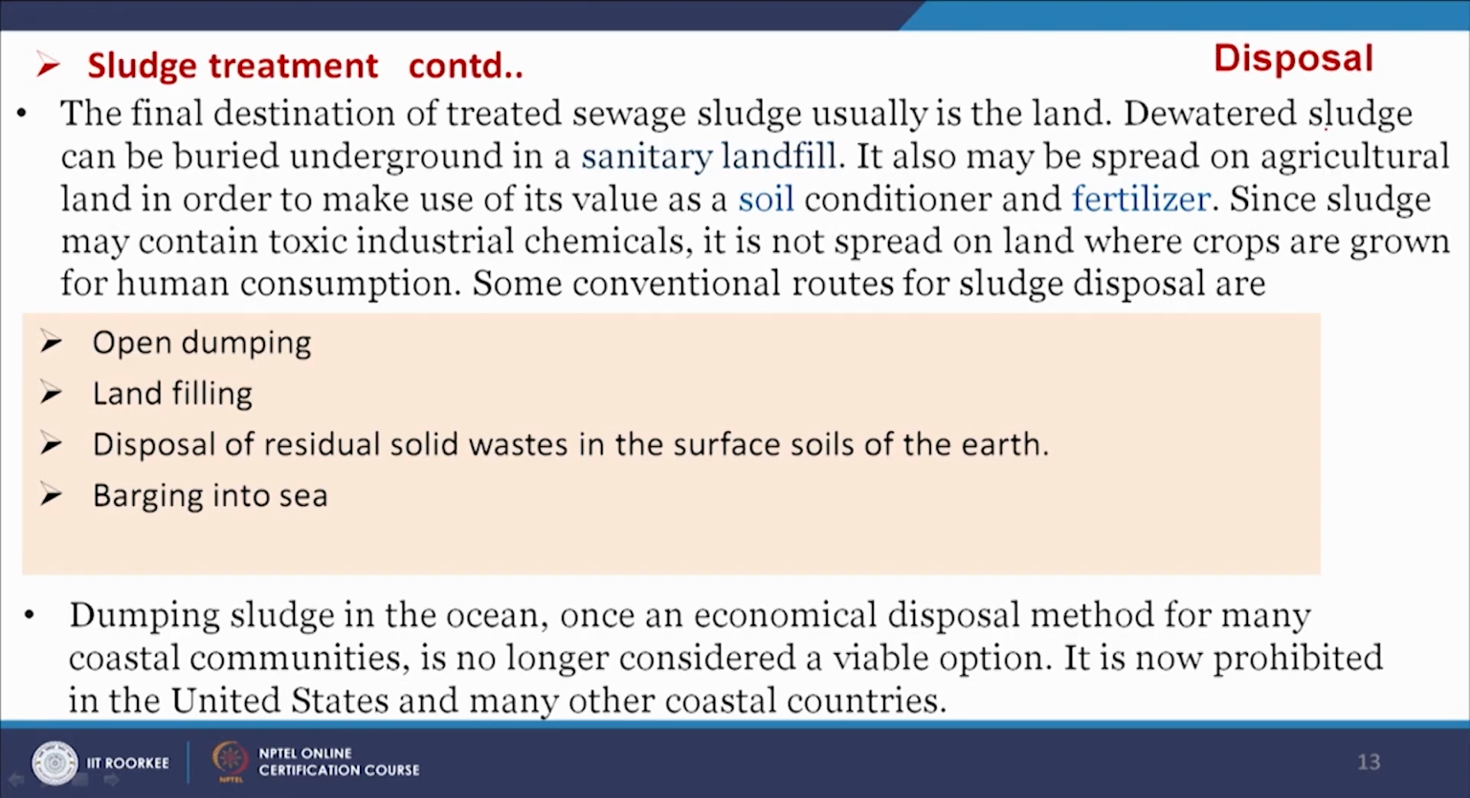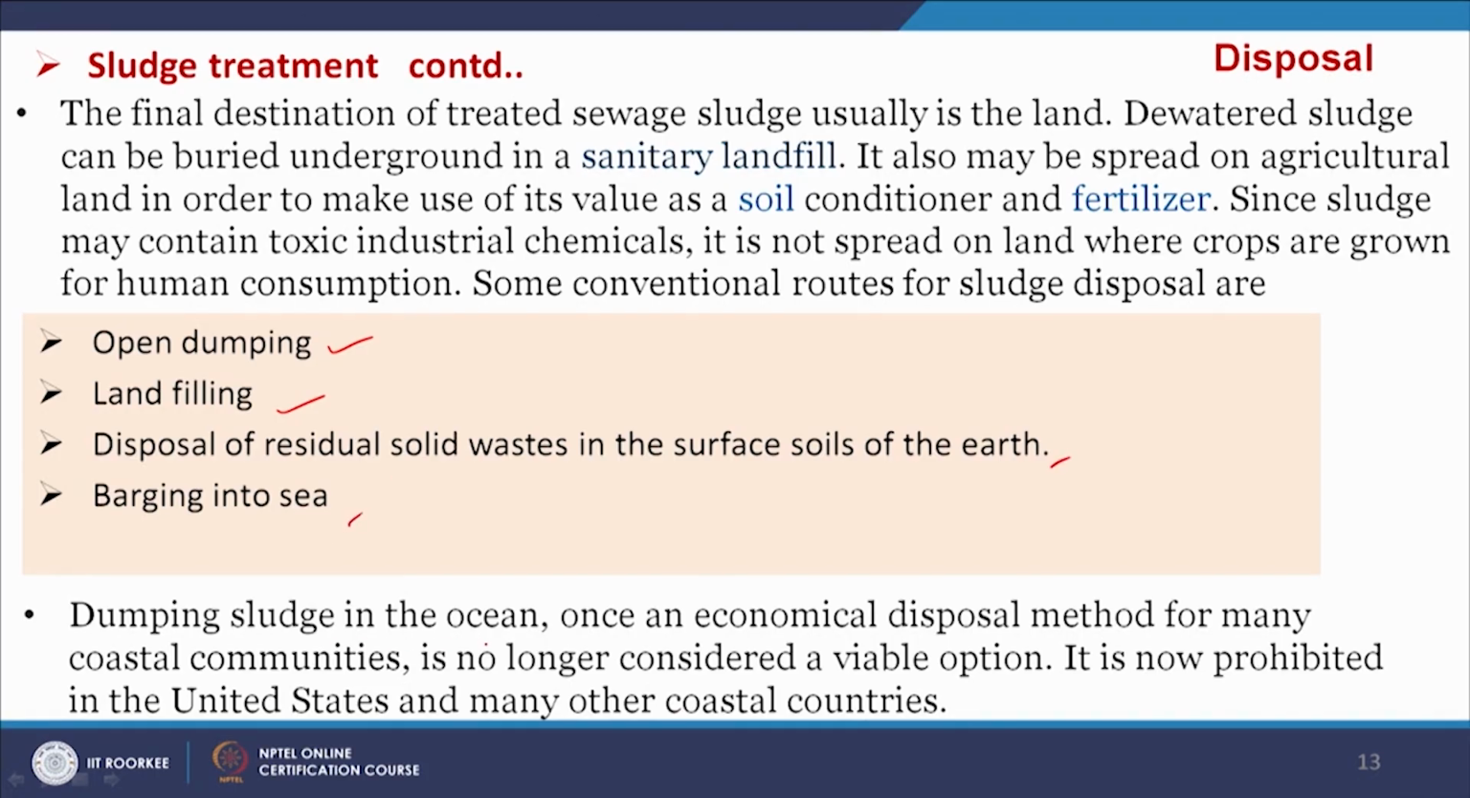Dewatered sludge can be buried underground in a sanitary landfill. It also may be sprayed on agricultural land in order to make use of its value as a soil conditioner and fertilizer. Since sludge may contain toxic industrial chemicals, it is not sprayed on land where crops are grown for human consumption. Some conventional routes for sludge disposal are open dumping, landfilling, disposal of residual solid waste in surface soils of the earth, and barging into sea.